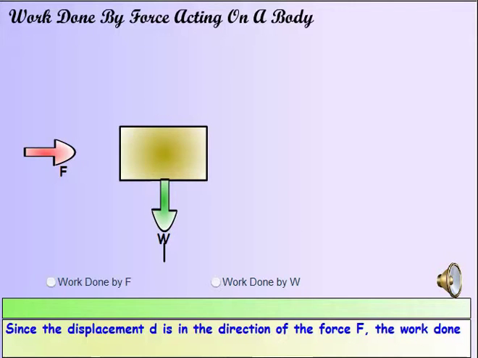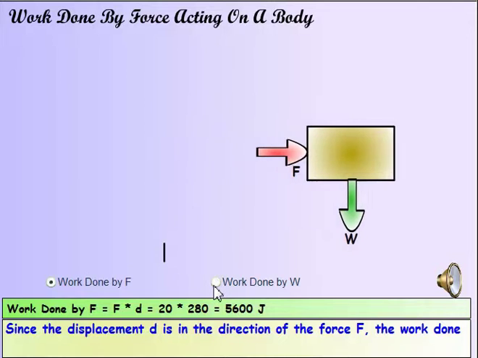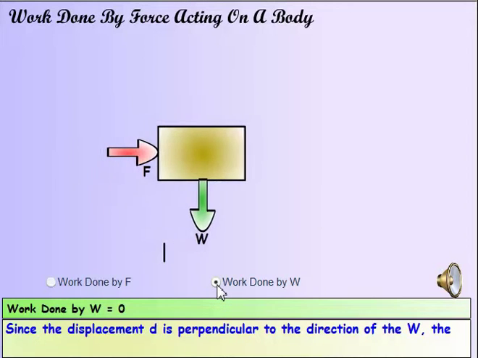Consider two forces F and W acting on a body, one horizontal and the other vertical. Now, due to these forces, the body has covered a horizontal distance. Since the direction of displacement is parallel to F, the work done by the force F is F times d. Since the direction of displacement is perpendicular to W, the work done by W is 0.